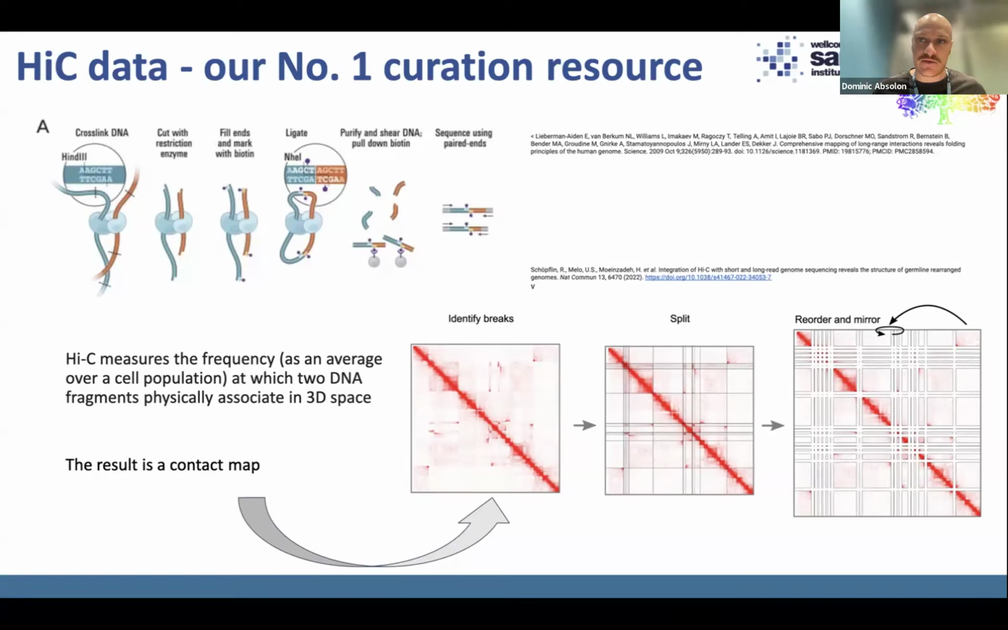But it's a technique that allows us to essentially measure the frequency at which two pieces of DNA are found in close proximity to each other in situ, in the cell, in the 3D structure of the DNA in the cell. And that means that we can then use that data to rearrange the contigs of the assembly into the correct orientation that they're found biologically, and as a result, resolve the chromosomes themselves.